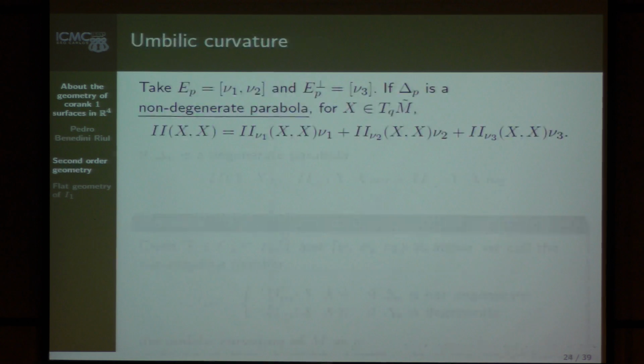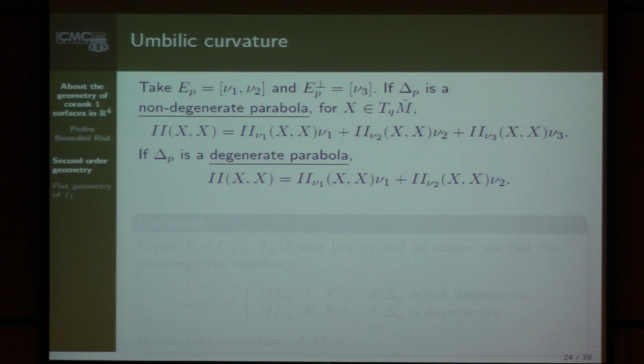Well, as I also promised, I'll talk a little bit about the umbilic curvature. In order to do so, I need to consider a very special orthonormal frame of NPM. We will consider a frame such that if delta p is a non-degenerate parabola, the second fundamental form will be written in this way, but we already know that it's possible. But when delta p is a degenerate parabola, the second fundamental form will not depend on Ni3.